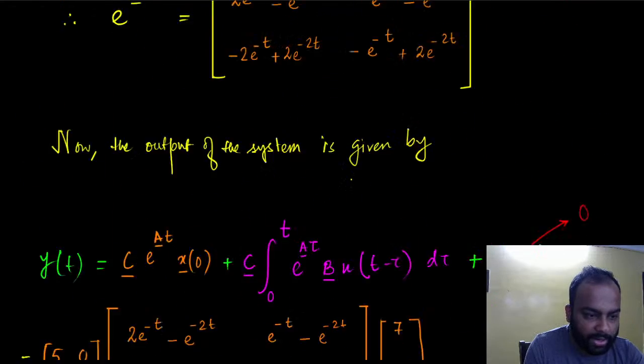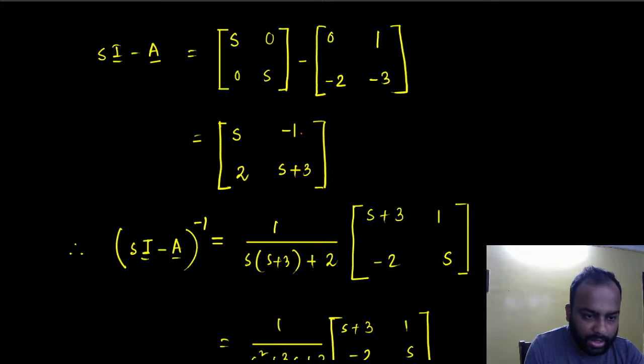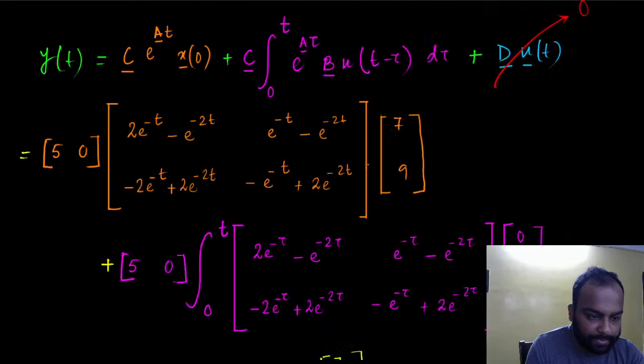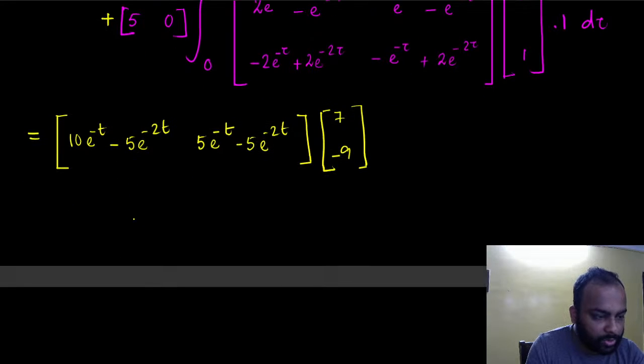Was it 7 comma 9 or 7 comma minus 9? Sorry for that. I think it was 7 comma minus 9. The initial condition was 7 comma minus 9. It doesn't matter really, because this is merely an example. All right, so again this is 5 comma 0.